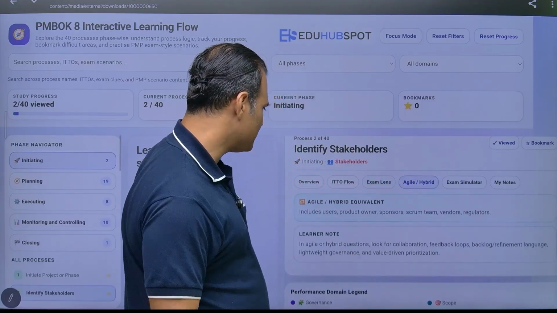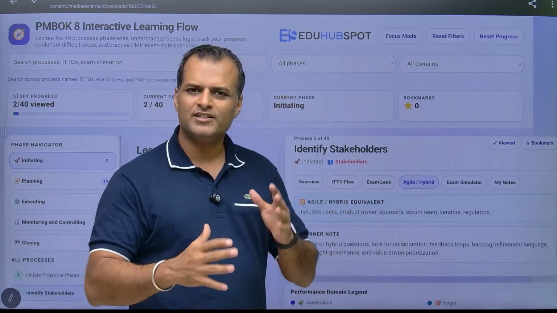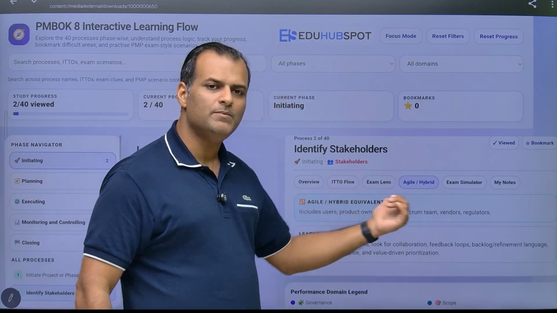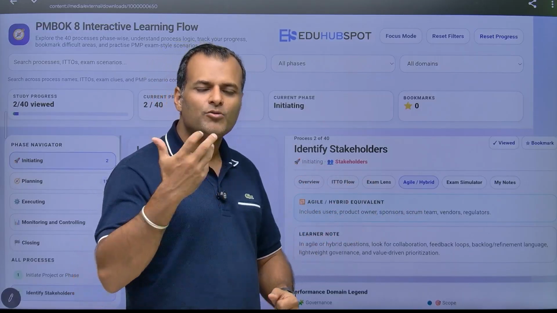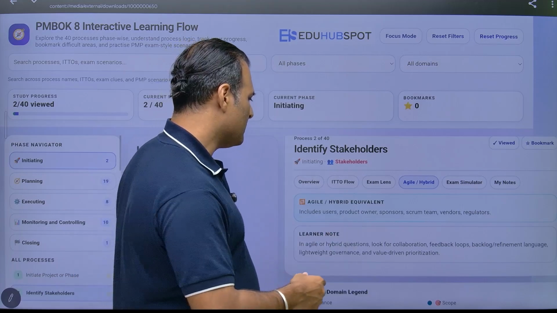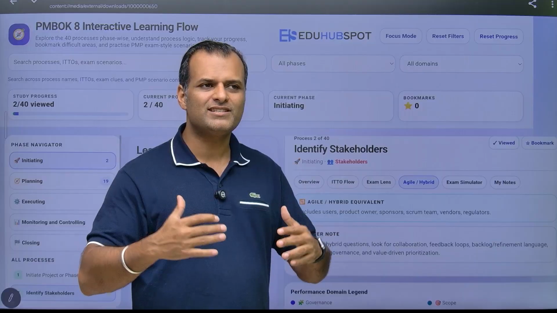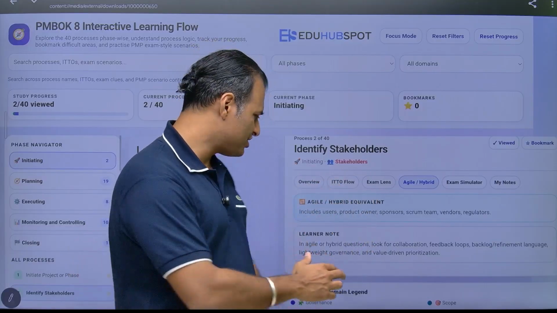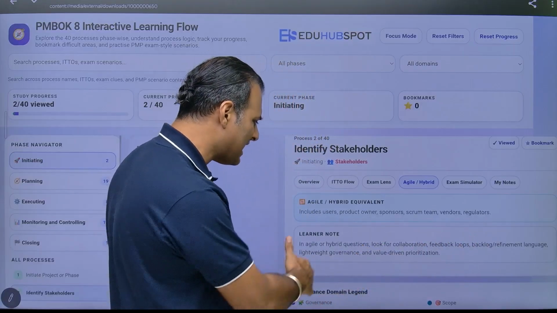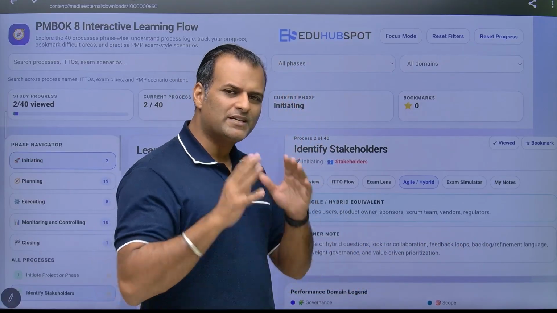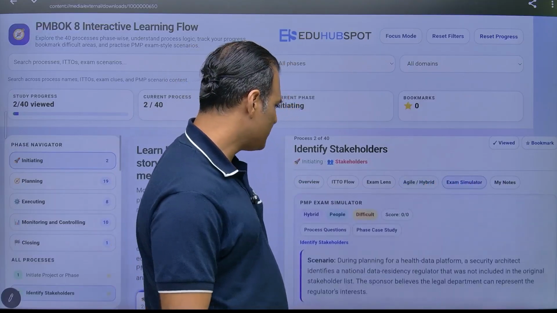From an agile perspective, stakeholders include user, product owner, sponsors, scrum team, vendors. From an agile perspective, all of these people will be your stakeholders, like your scrum master, your team, right? Your product owner, all these are your team members. Always keep that in mind. In agile, the best answer is always like servant leadership, collaboration. In agile, look for collaboration, feedback loop, backlog refinement, lightweight governance. From an overall perspective, that's basically the principle of agile. Okay, let's do some exam questions and see.